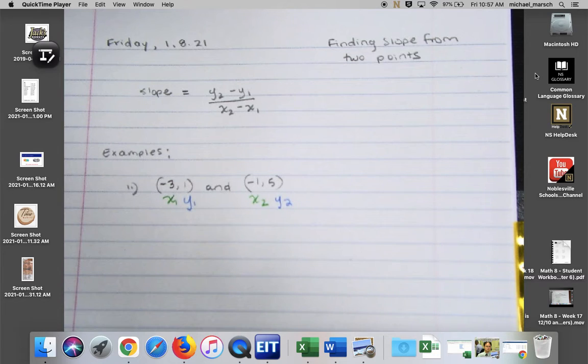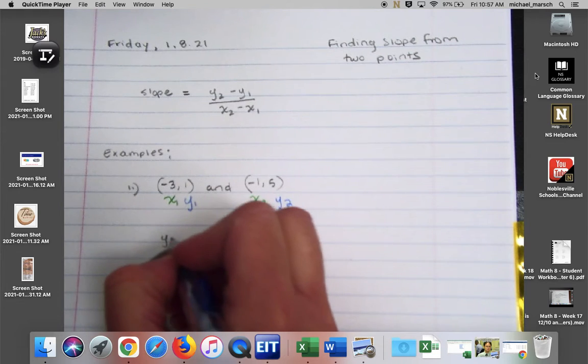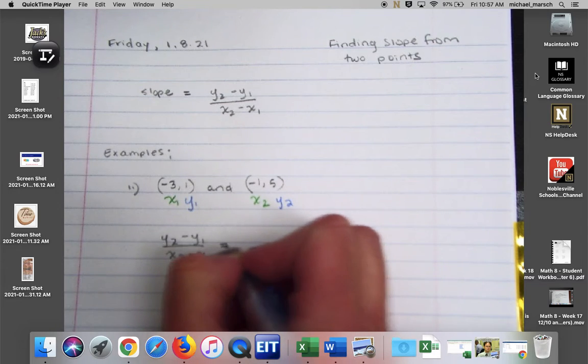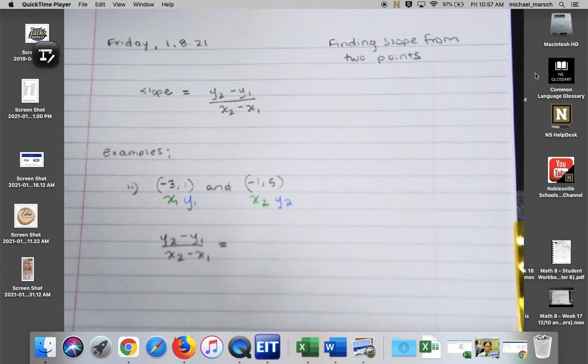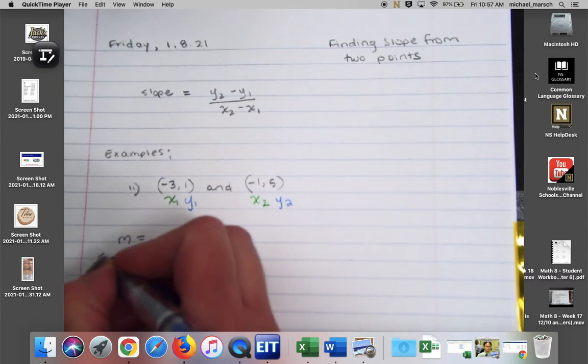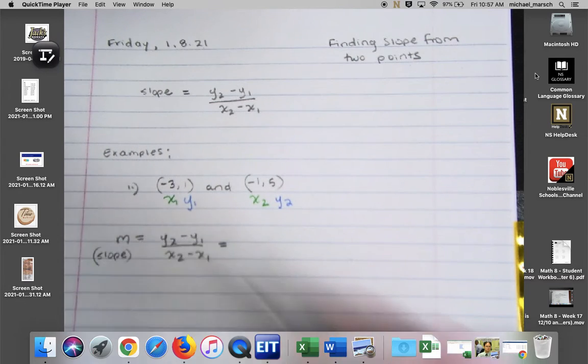How are we feeling so far? Easy peasy? So we're going to write this formula, y2 minus y1 over x2 minus x1. Do you guys know what the letter abbreviation is for slope? It's really weird. It's M. That is the letter abbreviation for slope. I don't know why it's an M. It's not very obvious in the math world why, it just is. So we have M equals, that's like saying slope equals.